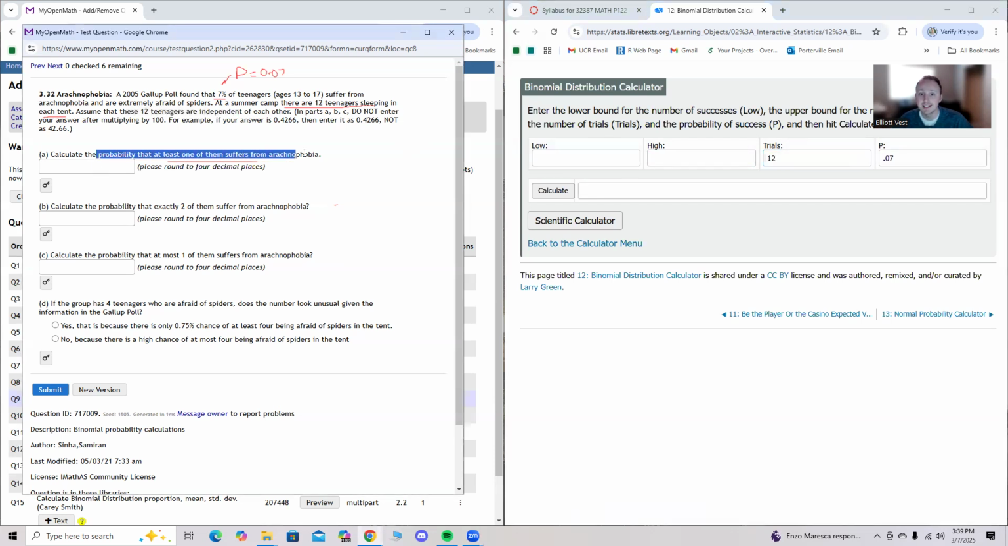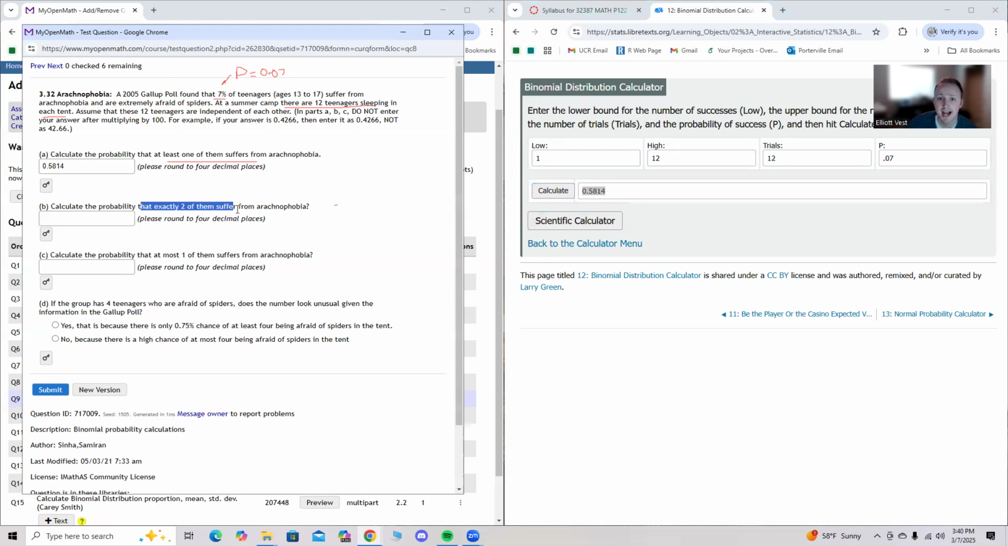Calculate the probability that at least one of them suffers from arachnophobia. So figuring out the lows versus the highs here. What's the low in this case? At least one, so I want one to be my lowest bound. So let's do one here. And my highest bound is anything greater than one. That's what at least one means. So we'll put 12 because there's a max of 12 trials. Booyah. Calculate, and that gives us our answer here. If you know how to do these calculator problems, it's really not that bad for us here.